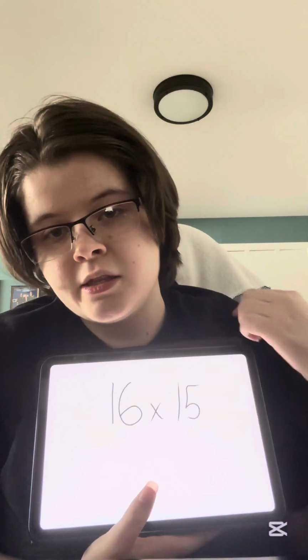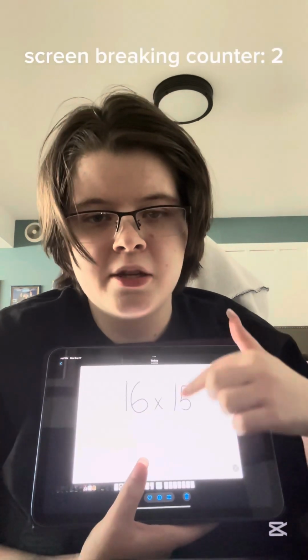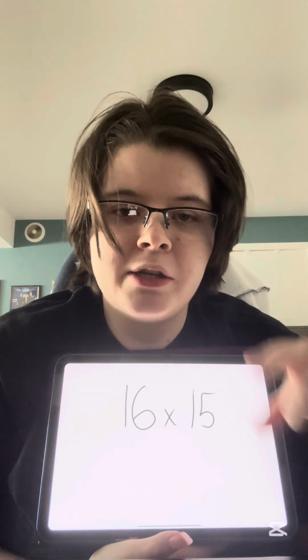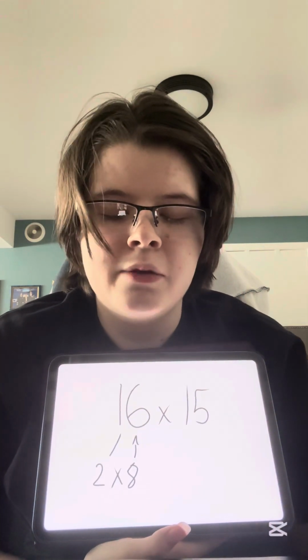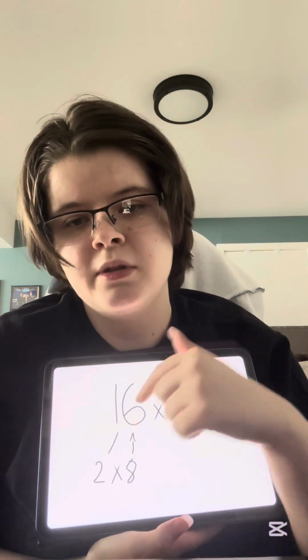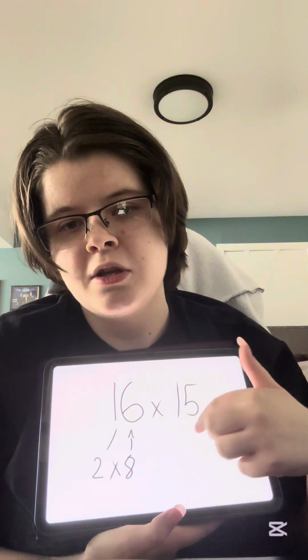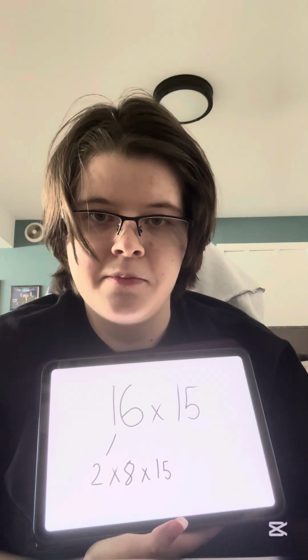So, you take the 16. That's the problematic number. You got to break it down. What multiplies by what to make 16? Easy. 2 times 8. Pretty easy if you can actually break it down. So you see, 16 into 2 times 8, that equals 16. So that turns into 2 times 8 times 15.